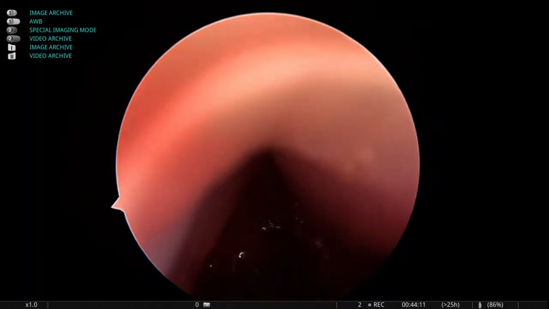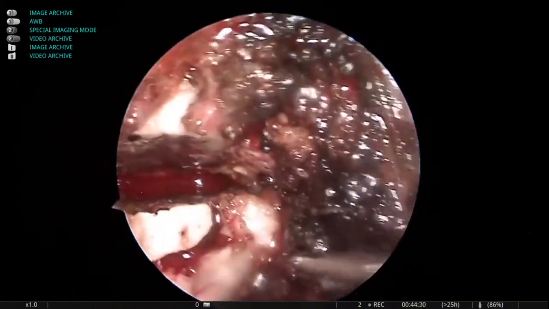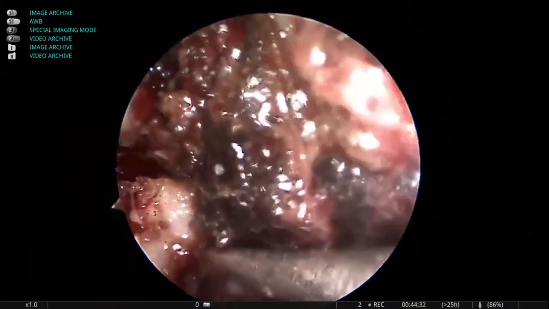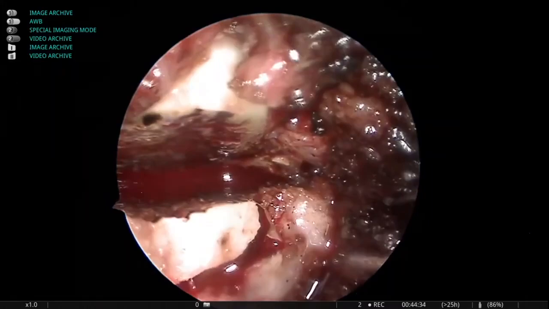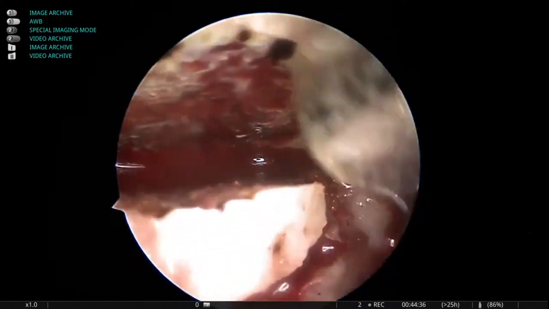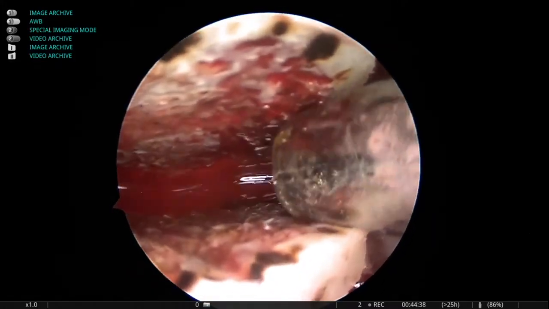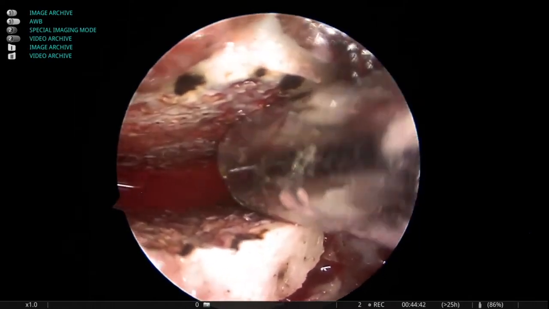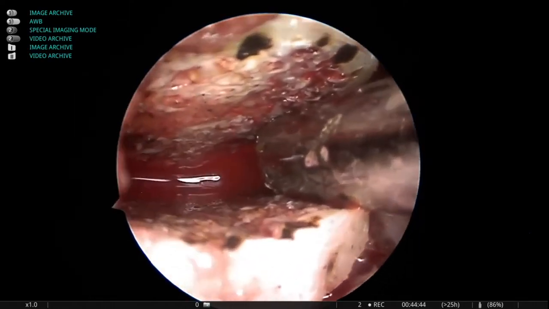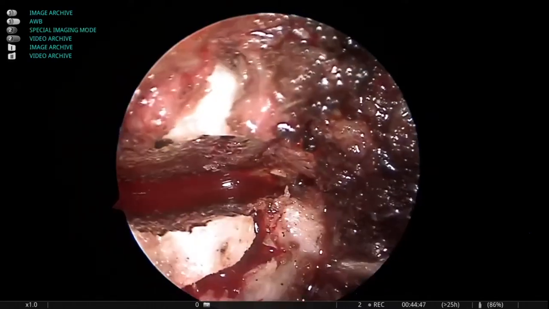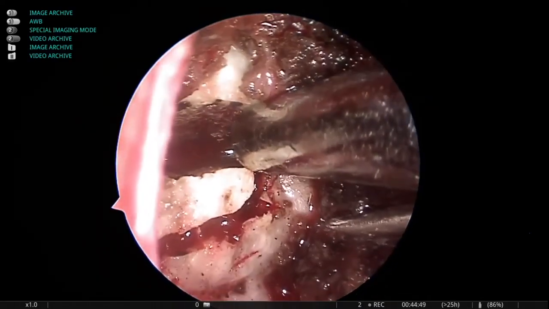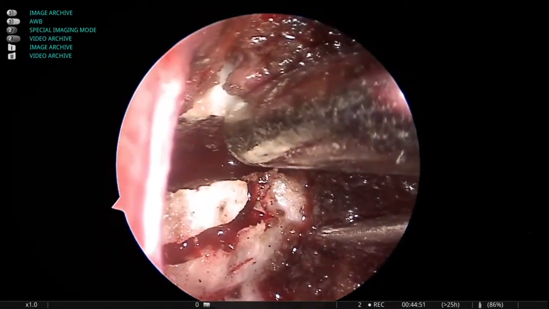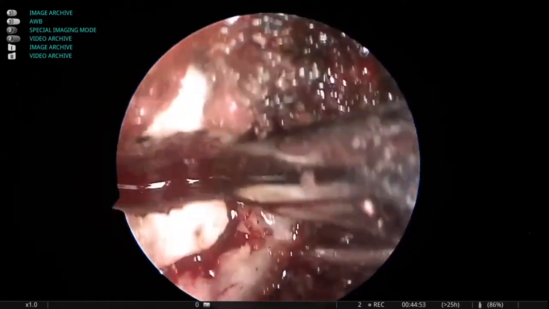Once the decompression is complete, the surgical site is irrigated and the pharyngeal incision is closed in layers. Antibiotics are often administered to reduce the risk of postoperative infection. Following the osteotomy, patients typically undergo a posterior stabilization procedure to ensure spinal stability. This is usually performed as a second-stage surgery, involving techniques like occipito-cervical fusion.